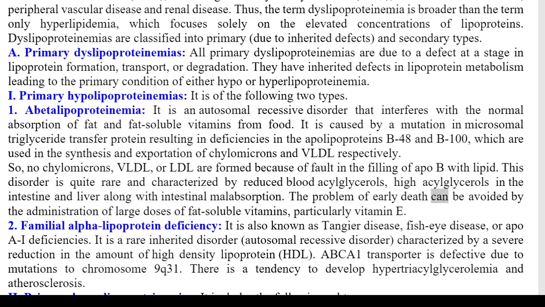The problem of early death can be avoided by the administration of large doses of fat-soluble vitamins, particularly vitamin E. 2. Familial alpha-lipoprotein deficiency. It is also known as Tangier disease, fish eye disease, or ApoA-I deficiency. It is a rare inherited, autosomal recessive disorder, characterized by a severe reduction in the amount of high-density lipoprotein, HDL. The ABCA1 transporter is defective due to mutations on chromosome 9q31. There is a tendency to develop hypertriacylglycerolemia and atherosclerosis.